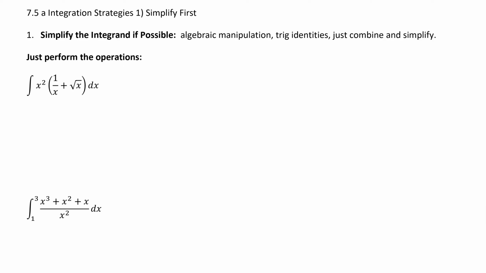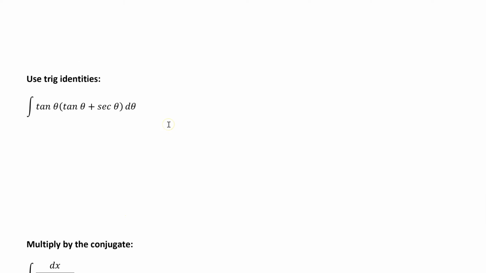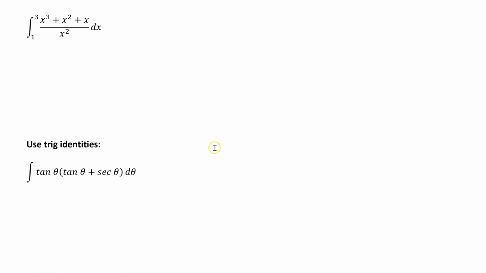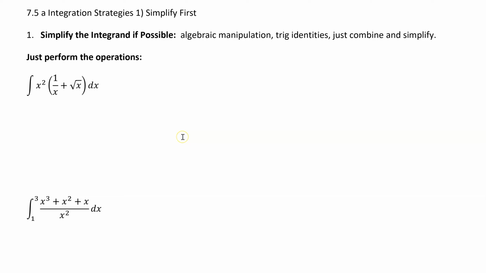All right, this is just our first step for integration, and it's just simplify. So when we're looking through our integration strategies, simplify is the first thing. There's a few examples here on this page that we're going to look at for simplifying. We're going to look at some conjugates, some trig identities, but first we're going to start with just performing the operations. So if you see a distribution, you distribute.